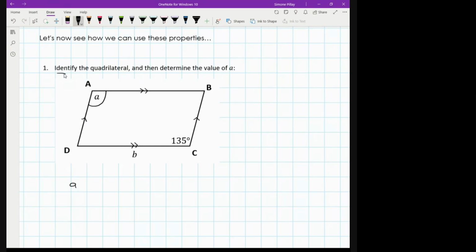Firstly, we have to identify the quadrilateral. What do you think the quadrilateral is? Parallelogram, opposite sides are equal and opposite sides are parallel. Yes. So we are going to say A equals 130. Well, no. First, we're going to say ABCD is a parallelogram. Why? Because of opposite sides parallel. That's properties of a parallelogram.